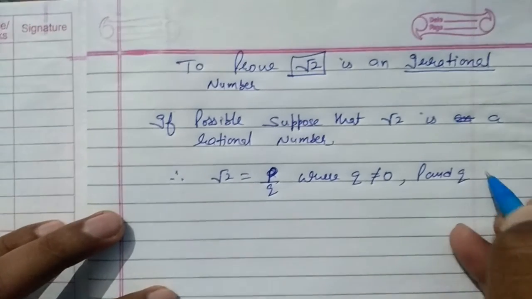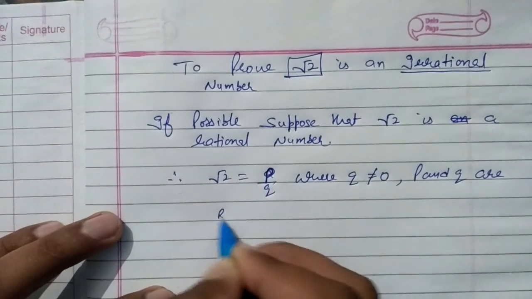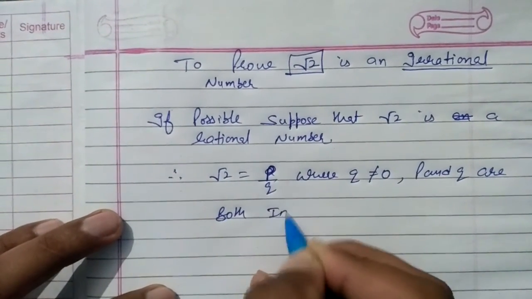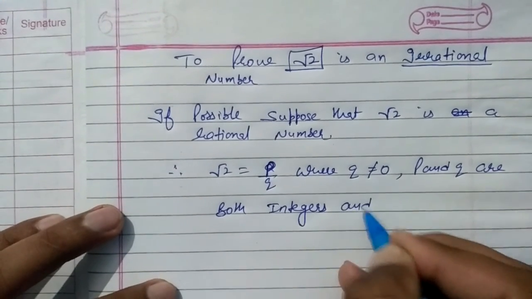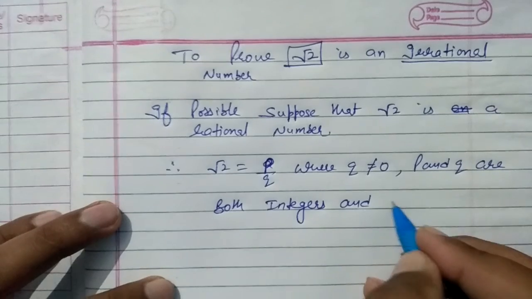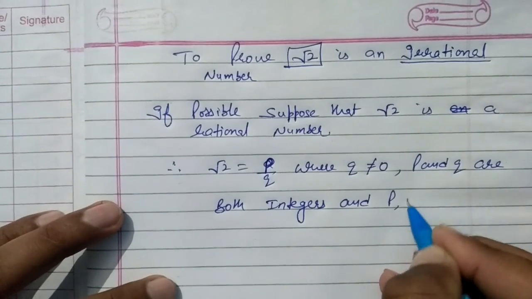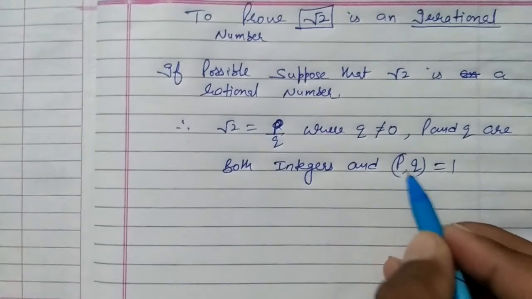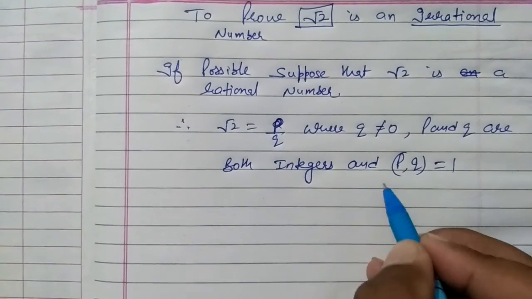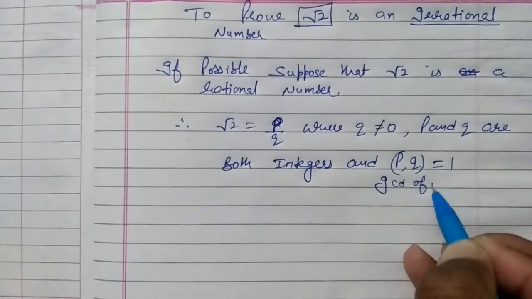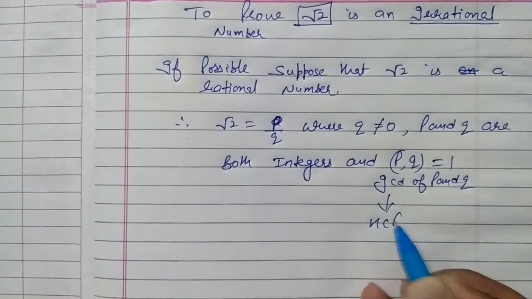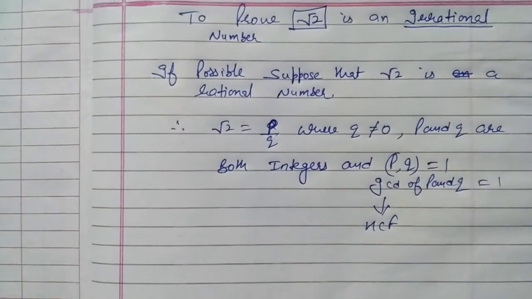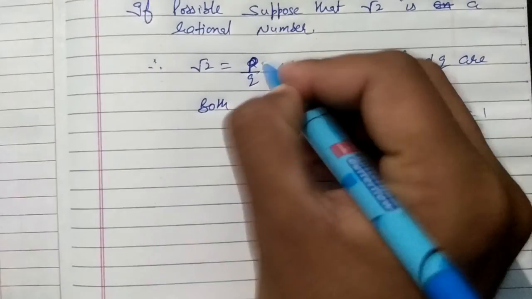p and q are both integers and p and q's GCD is equal to 1. That means the greatest common divisor of p and q, GCD is also known as HCF, of p and q must be equal to 1. Now take it as number 1.